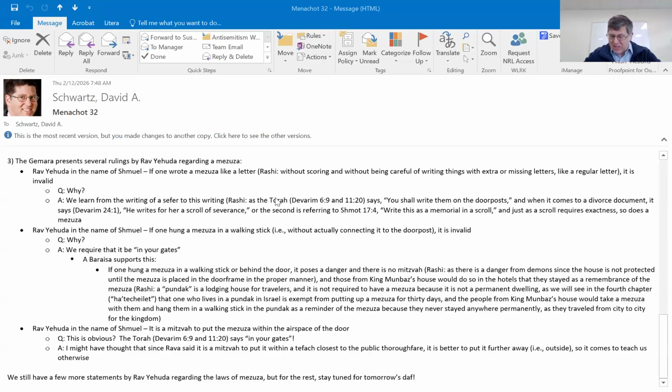We're right at the war with Amalek, where Moshe commands Yehoshua to write this down as a remembrance, and again it has the word ktiva, the root of writing, and there it says sefer. So just as a sefer requires its particularities, so too a mezuzah requires those particularities.